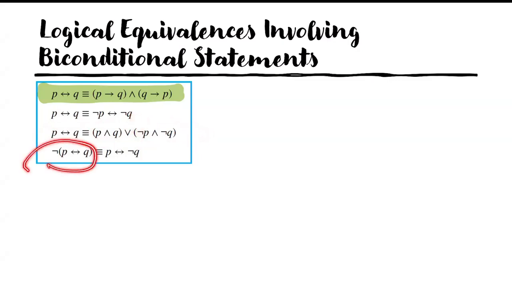Now to negate P if and only if Q is the same as saying P if and only if not Q. This is saying that P if and only if Q is false if P and Q don't have the same truth value. So you see you have P if and only if not Q. This is saying that when P is true, you want to negate Q. When Q is false, you want to negate that so Q is true. Any questions here?